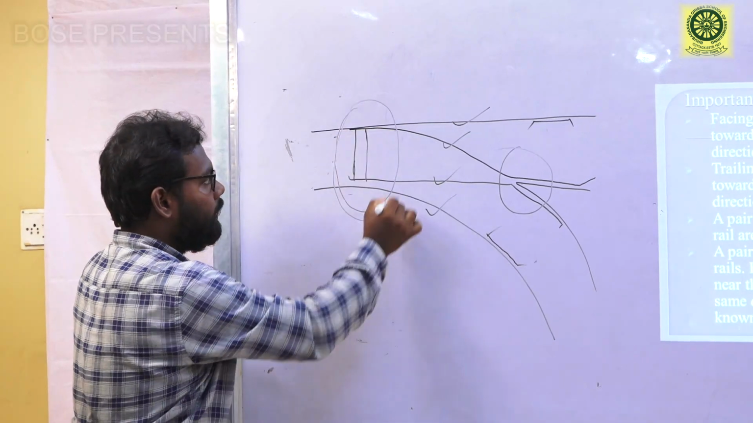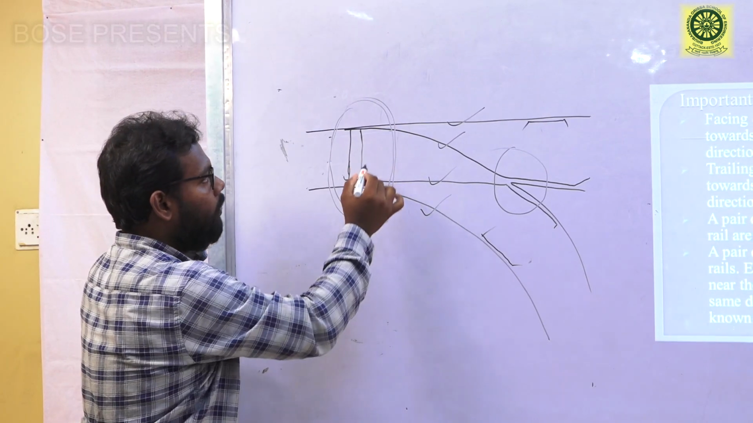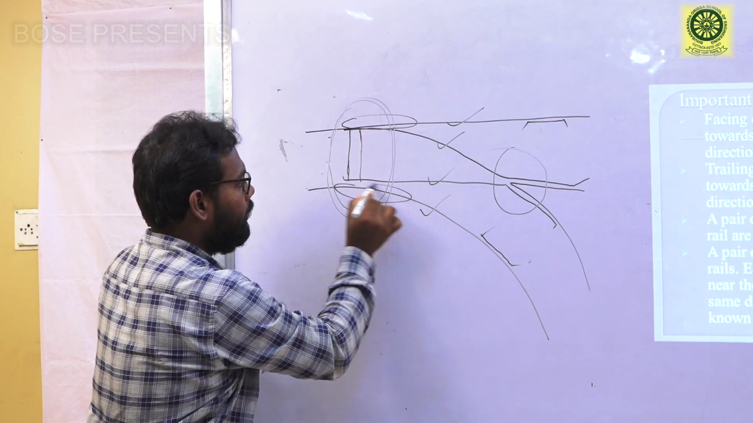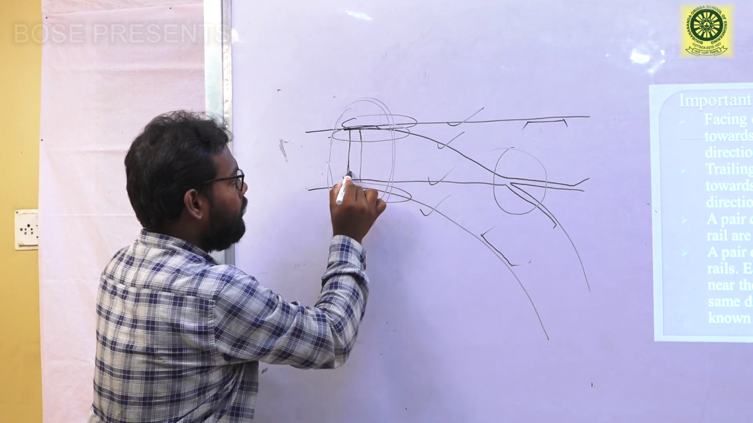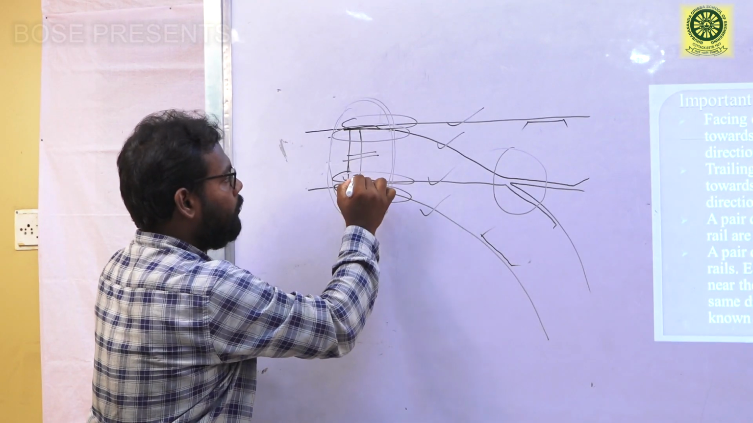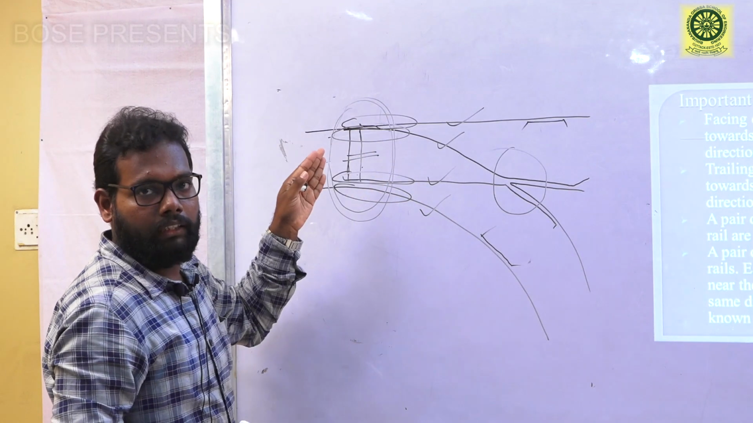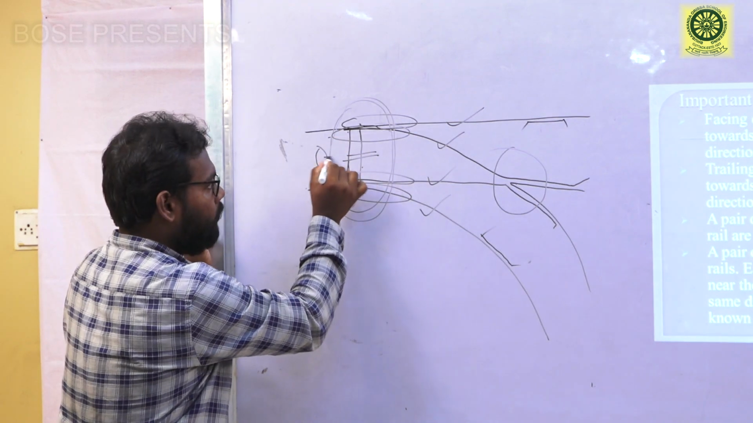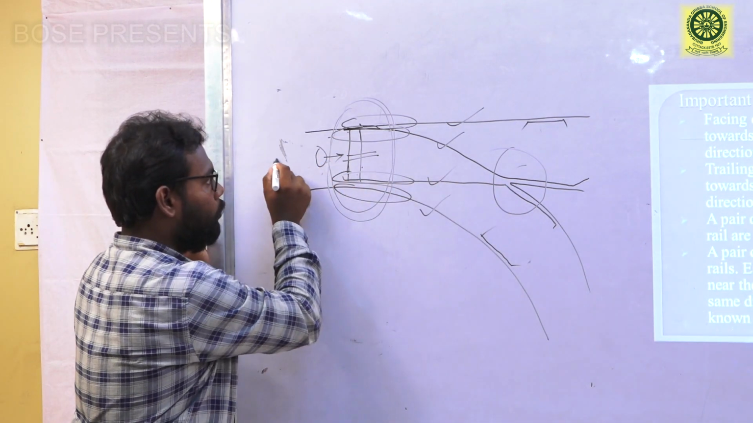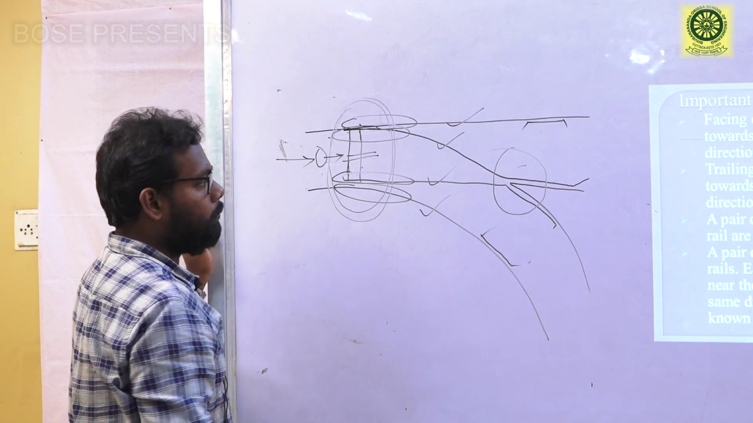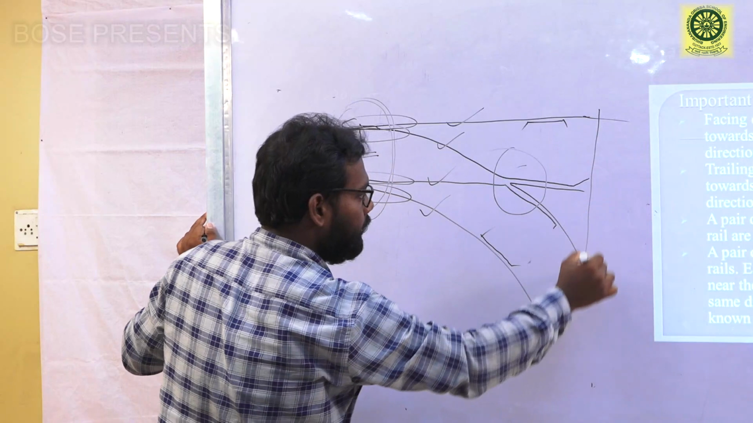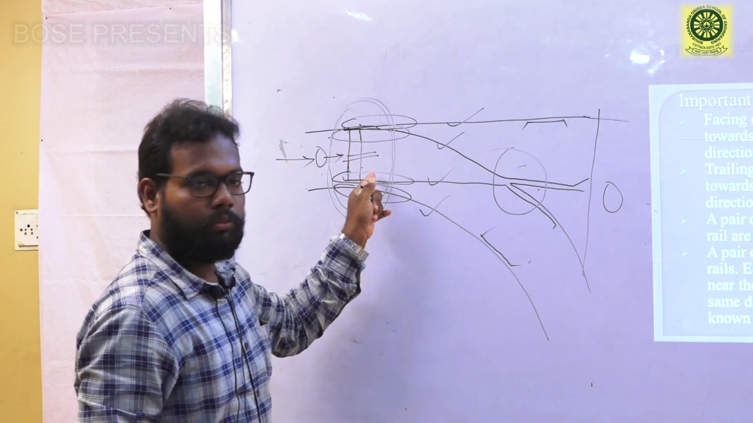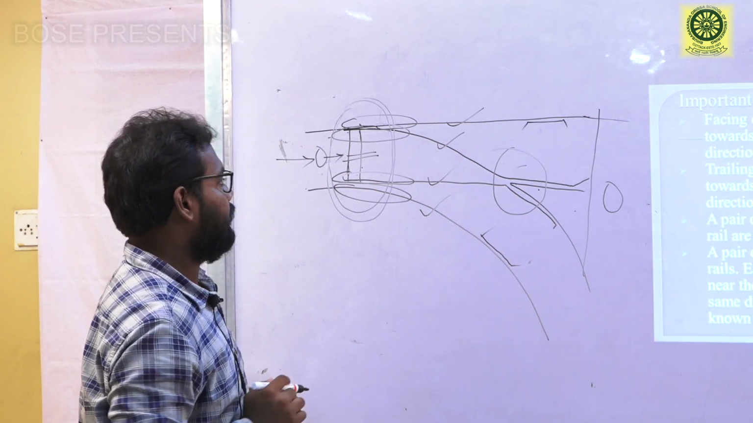Look at this switch assembly. Switch assembly consists of a pair of stock rails. This is a stock rail, this is a stock rail. This is a tongue rail, a pair of tongue rails. And this is a stretcher bar which joins two tongue rails. If we stand near the switch and face towards the crossing, then this is known as facing direction. Similarly, trailing direction: if we stand near the crossing and face towards the switch, then it is known as trailing direction. Got it?